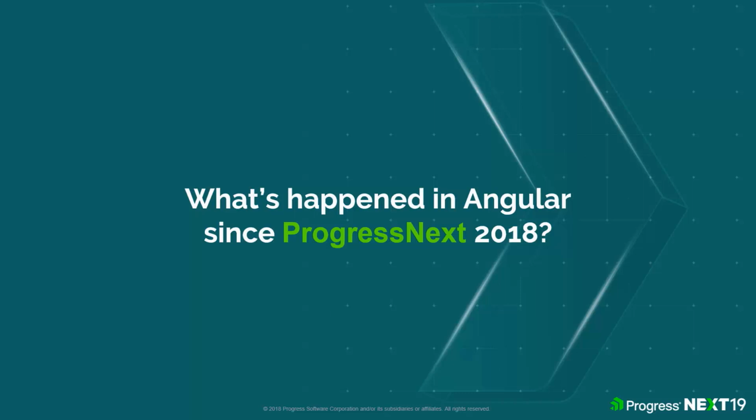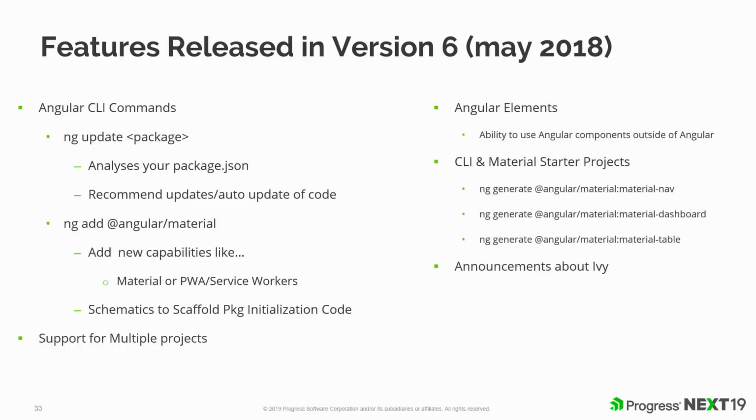So what's happened in Angular since Progress Next 2018? That's what I wanted to start talking about. What are some of the things that bring stability to the Angular ecosystem, and what's happened since Angular 6? So here are some of the features that were released, and I'm just going to breeze over these quickly because you probably know about a lot of these features if you've been following Angular. But here's that ng update command I was talking to you about.